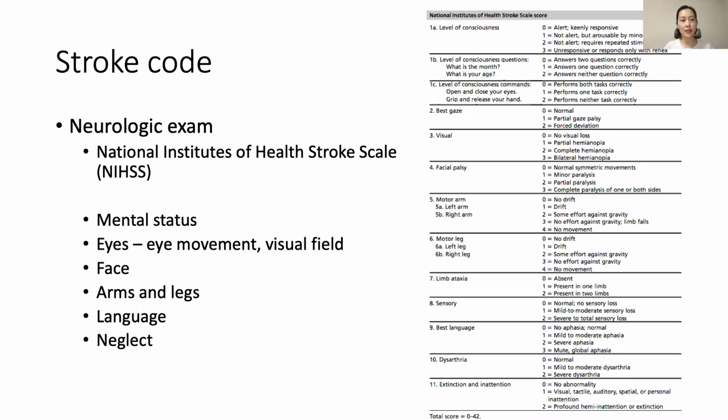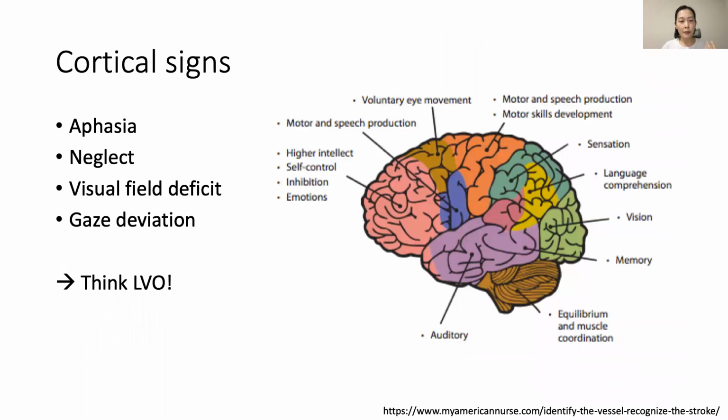And then neglect, you want to see if they're ignoring one side of the world, one side of their body. And specifically when it comes to a neurologic exam, I wanted to really highlight these 4 signs to look for: aphasia, neglect, visual field deficit, and gaze deviation. These are what we call cortical signs.